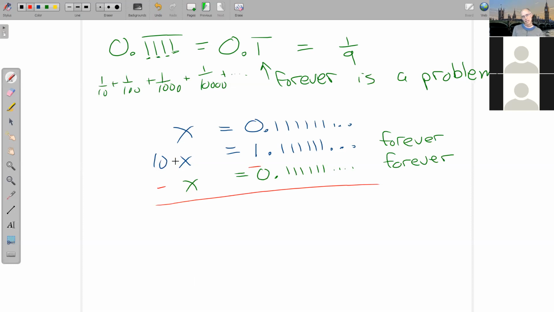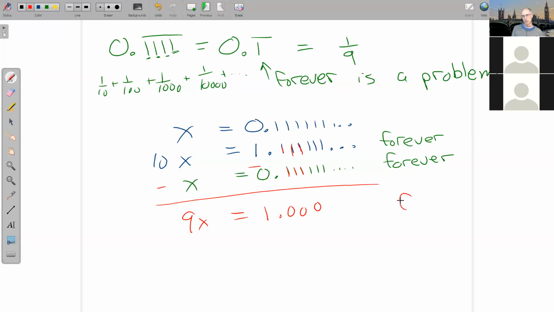So on one side, I get 10x minus x is 9x. On the other side, subtracting decimals, we just have to line up the place value. 1 minus 0 is 1. What's 1 minus 1? Well, that's 0. What's 1 minus 1? Well, that's 0. What's 1 minus 1? Well, that's 0.